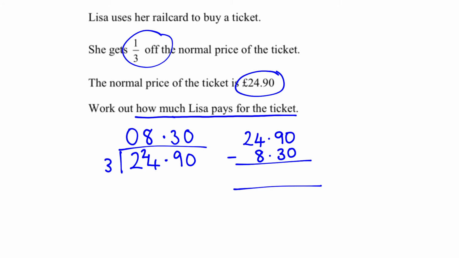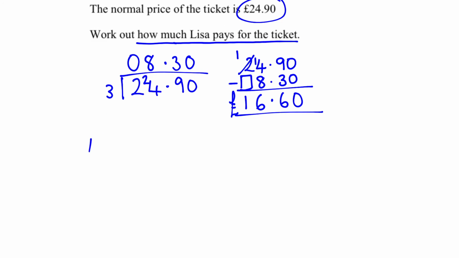Okay, so we're doing 0 take away 0 is 0. Then 9 take away 3 is 6. Keep our points in line. 4 take away 8 we can't do, so we need to borrow. So we'll borrow from the 2 and give it to the 4. So 14 take away 8 is 6. And then 1 take away 8, there's actually nothing in that space there. So 1 take away 0 is 1. So the amount Lisa pays for the ticket is £16.60, but we need to say that.